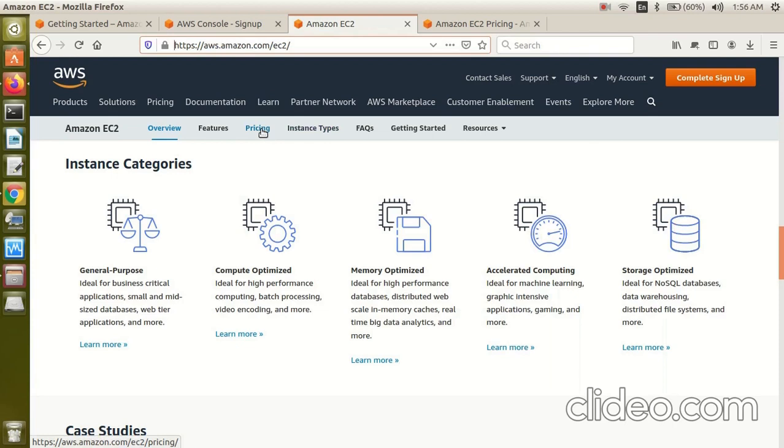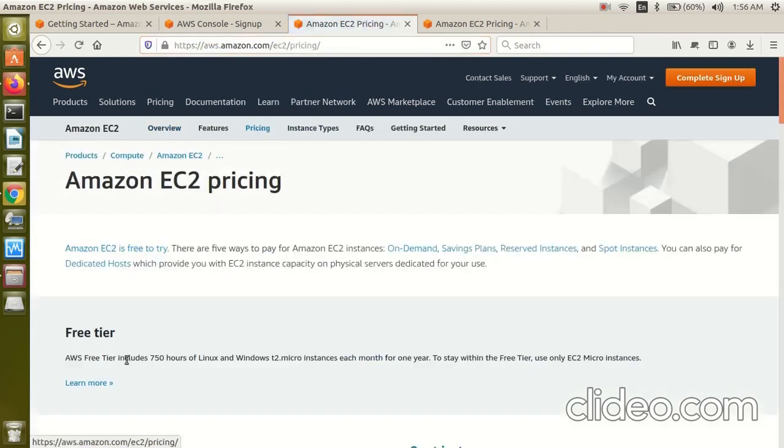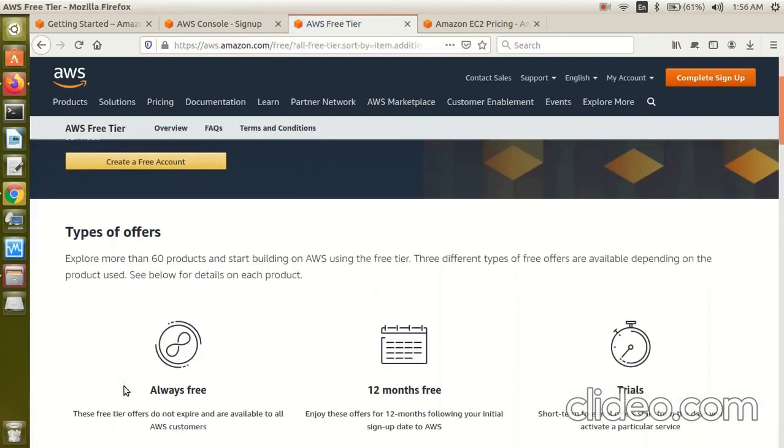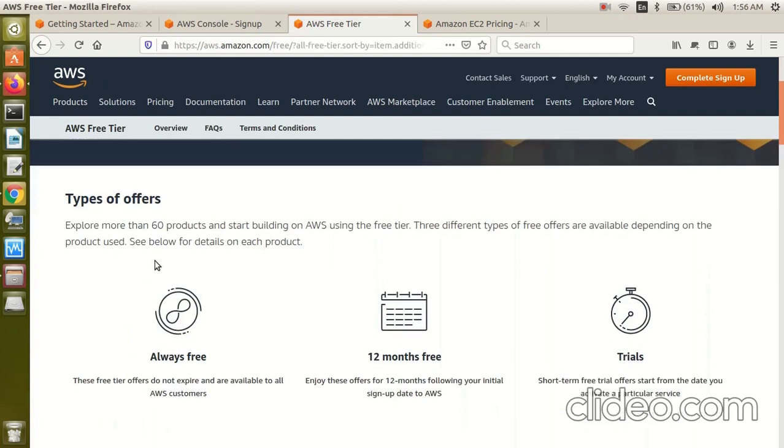In the previous video, I had told you that we will be having a detailed overview of the free services provided by AWS. So the different types of free offers available with AWS depend upon the product used. There are three types of free services offered by AWS. The first one is those services which are always free. These free tier offers do not expire and are available to all the AWS customers at all times.